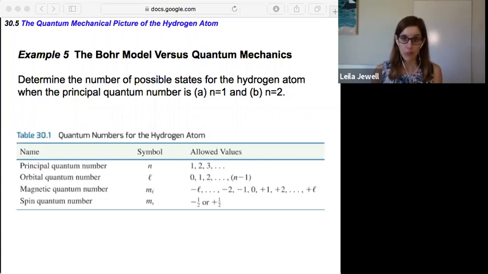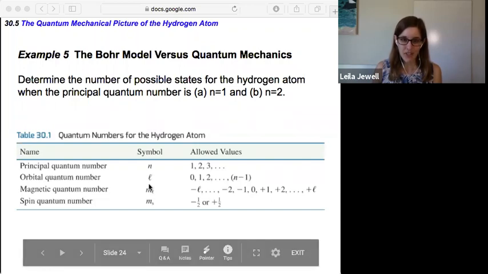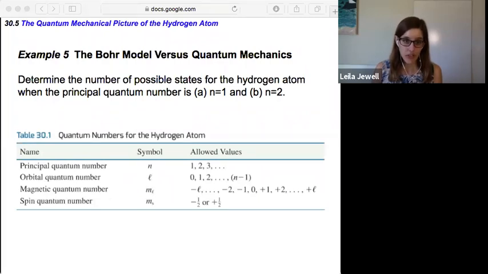Well, for the Bohr model, the state is just set by the n value. So whether it's n equals 1 or n equals 2, the Bohr model says, great, you have a single state for each of those. Sweet. But quantum mechanics has a few more quantum numbers to consider. And so we can follow the rules for each of them as we're going through this. So we'll walk through first case A.